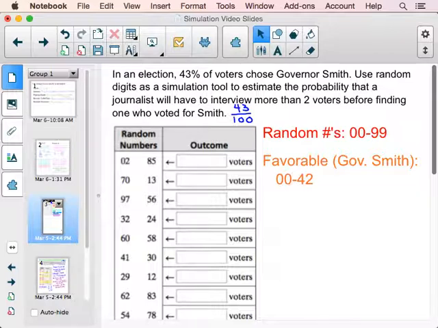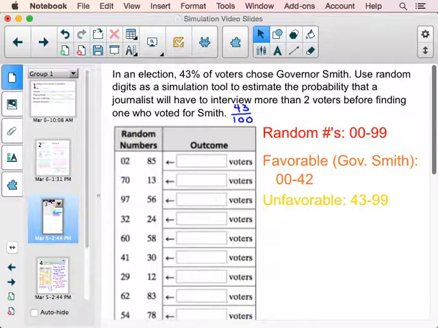So it looks like it's 42 outcomes, but don't forget about counting the 00. So there's actually 43 different ways that we would get a random number that would count as voting for Governor Smith, which would mean our unfavorable ones, the ones that are not voting for Governor Smith, would be 43 through 99. So we've decided what numbers are going to represent what.